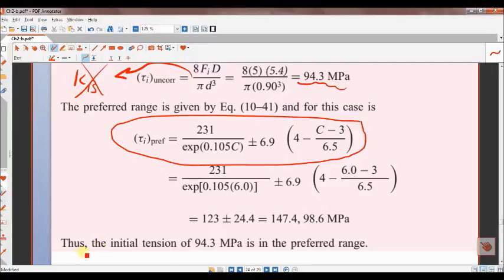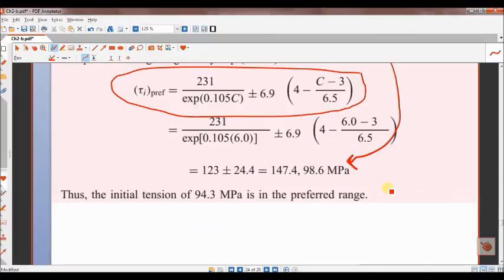As you can see here, the textbook said that the initial stress of 94.3 is in the preferred range. That means this should fall in this range, but actually it's not. It's out of the range. The difference between your textbook and what is really happening here is, I think, due to the conversion of American units to metric units. But as you can see, 94 is almost close to 98. So I think this is out of range because the textbook has already converted to metric units, and the problem is coming from that side.